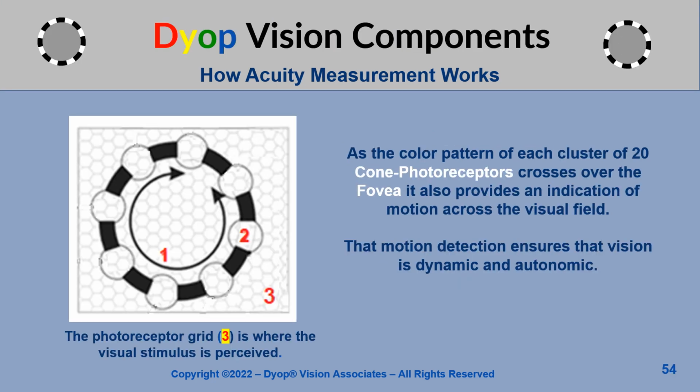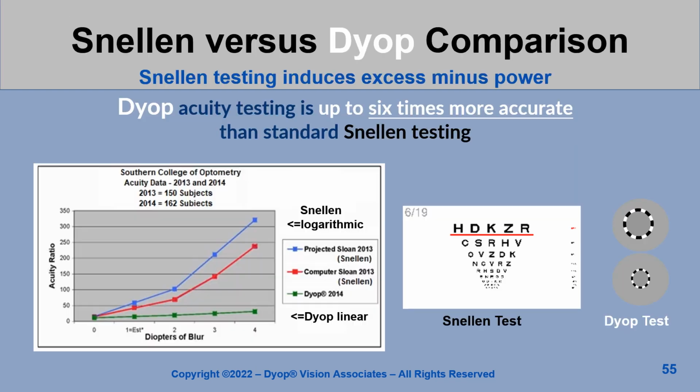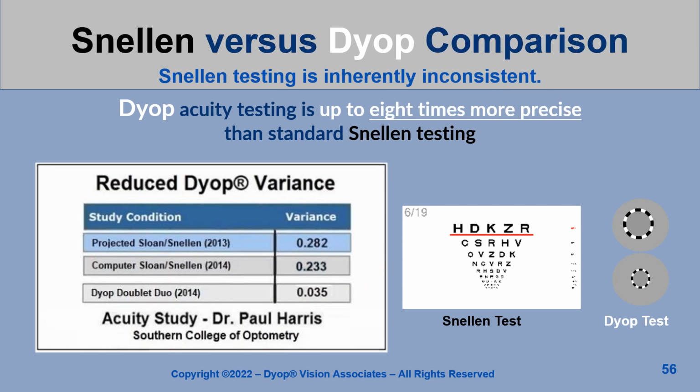As the color pattern of each cluster of 20 cone photoreceptors crosses over the fovea, it also provides an indication of motion across the visual field. That motion detection ensures that vision is dynamic and autonomic. As a result of the precision of the Dyop stimulus, Dyop acuity testing is up to 6 times more accurate than standard Snellen testing. Dyop acuity testing is up to 8 times more precise than standard Snellen testing.